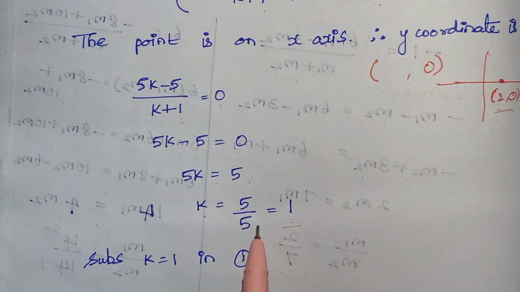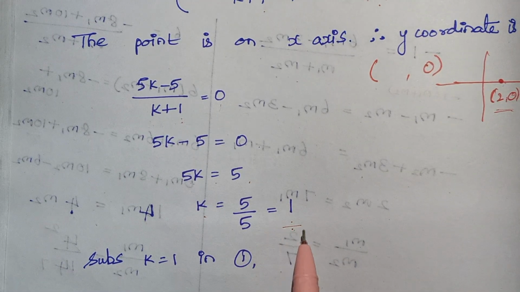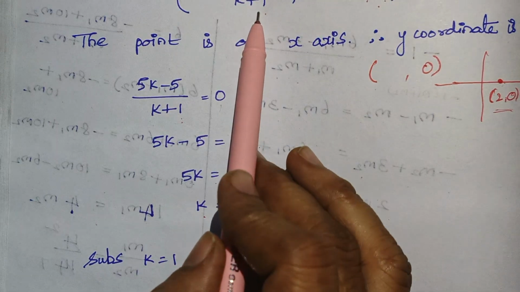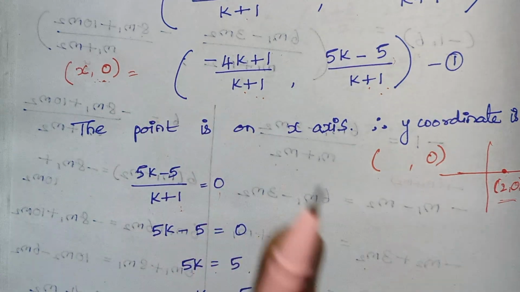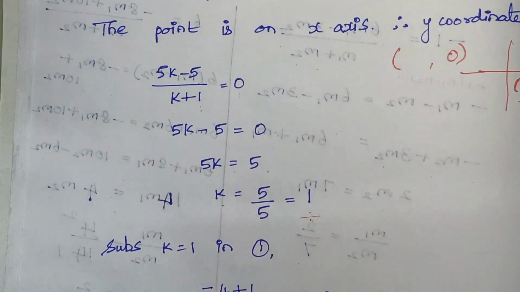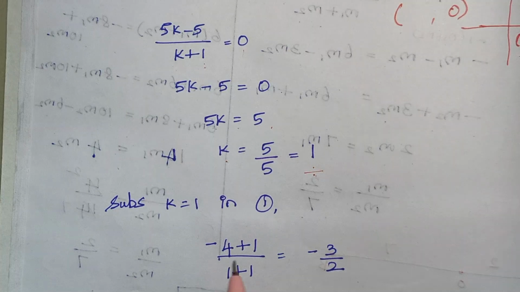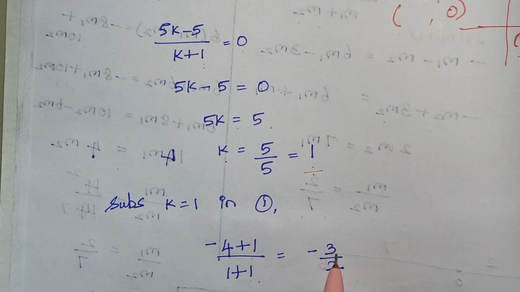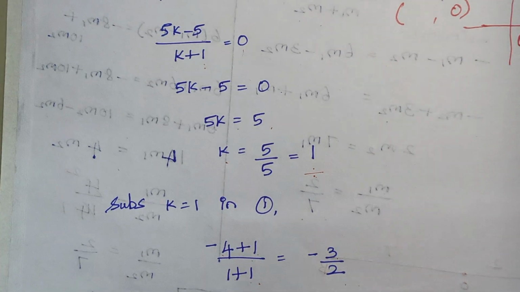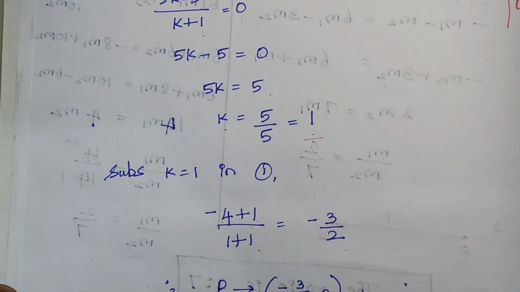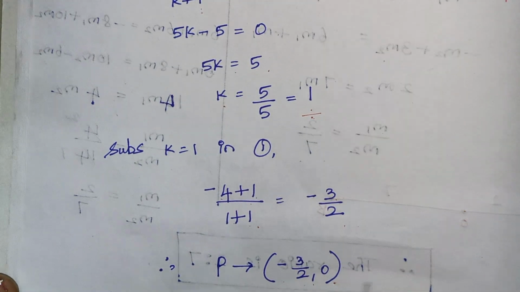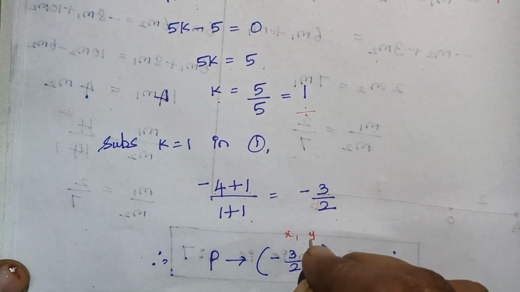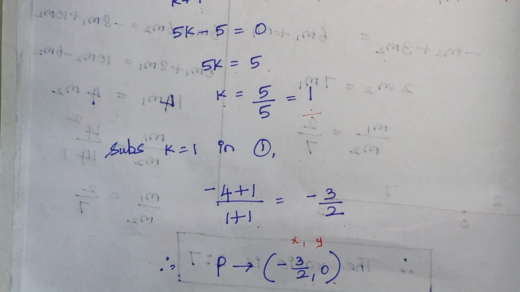Right. After finding the value of k, you can substitute this value of k over here so that you can find the value of x. So when you substitute the value of k as 1, it is minus 4 plus 1 by 1 plus 1, right? So minus 4 plus 1 is minus 3 and 1 plus 1 is 2. Therefore, you see here the value of the point is minus 3 by 2 comma 0, right? So this is my x value and this is my y value, right?